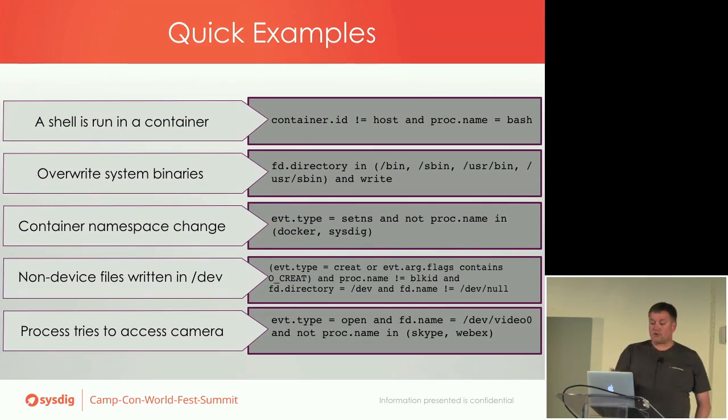Is somebody trying to overwrite system binaries? So are they going to overwrite ls with my rootkit instead of ls or something? That's a good thing to detect, and the way to detect it is: is it a write? And we'll get into this a little bit.